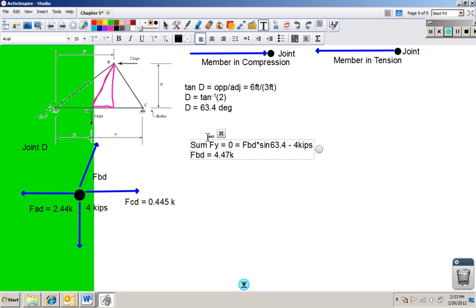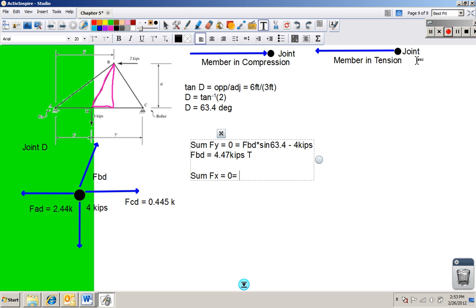Now it came out positive, so that means it's going the way we drew it, and we drew it going away from the joint, which we say is in tension, so we put a T after that. Now let's say I just want to double check. I can now plug into sum of forces X, since I haven't done it, and see if everything works out correctly.